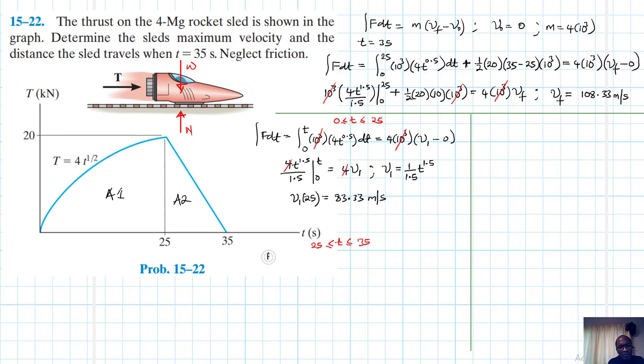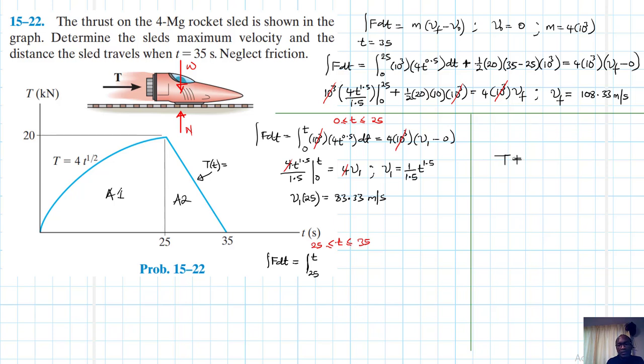So what do we have? We are integrating again here, F dt like so, the integral from 25 to t, the second interval, of this. Let's work out this function here. This is F, a function of t. Let's work it out.